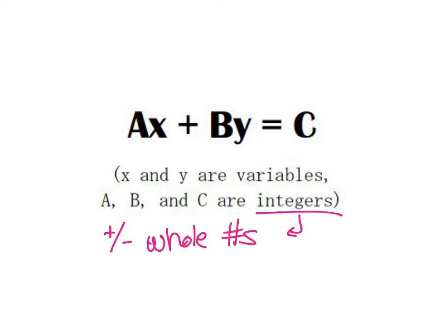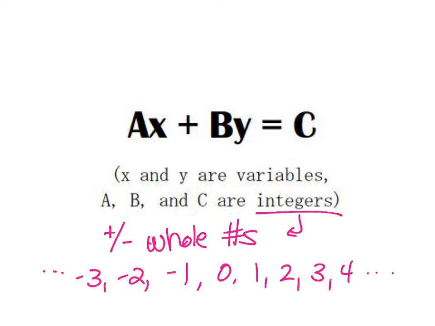So for example, -3, -2, -1. 0 isn't necessarily an integer, but I guess in this case it can be. And then we have 1, 2, 3, 4, and so on. So it goes on in both directions. So we're talking again about positive and negative whole numbers. So keep that in mind as you are writing these equations in standard form. So we shouldn't see fractions or decimals.